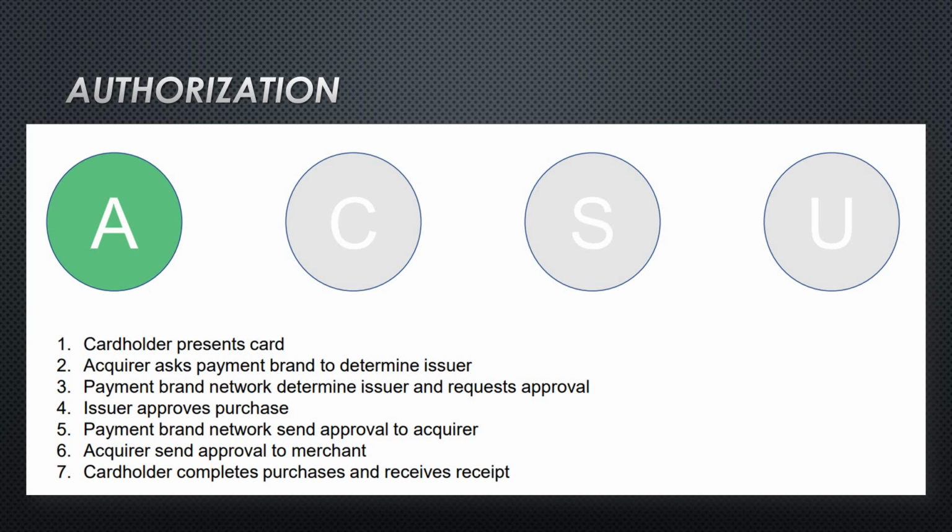Authorization is the first step, when the merchant inserts your card into the payment machine. We all do this when we go to buy something. We give our card to the merchant, and the merchant inserts it into the POS machine and asks for our PIN. Then the merchant's acquiring bank calls or pings the payment brand network. The payment brand network here is the big companies, MasterCard and Visa. This payment brand then communicates with our issuing bank, in which you and I have the account.